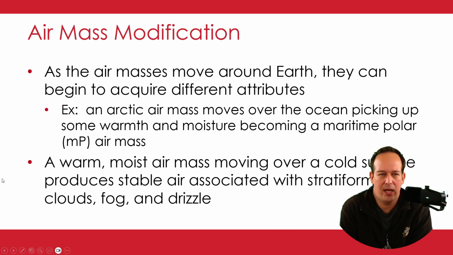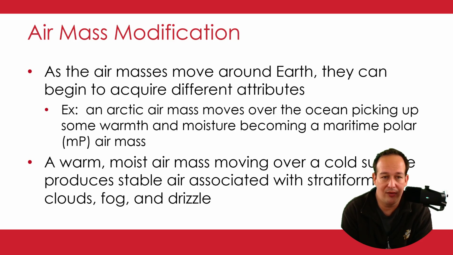So, air mass modification. As air masses move around the Earth, they can begin to acquire different attributes. An example would be an Arctic air mass that moves over the ocean and picks up some warmth and moisture, becoming a maritime polar air mass. It was extremely cold but dry over the land, but as it moves over the ocean, it picks up a lot of moisture through evaporation, and so it becomes maritime polar.